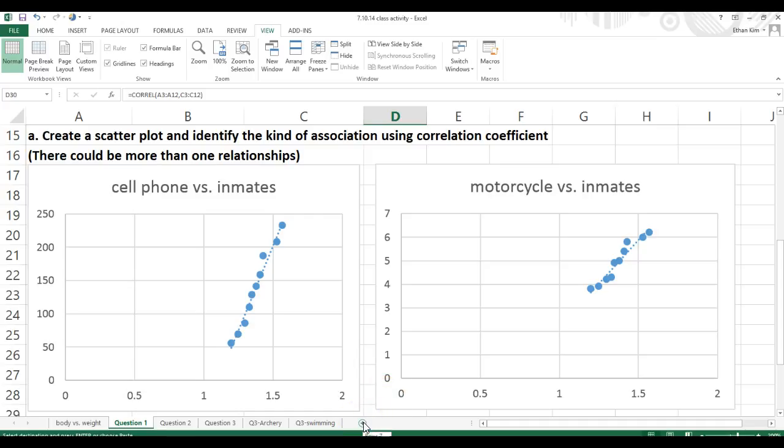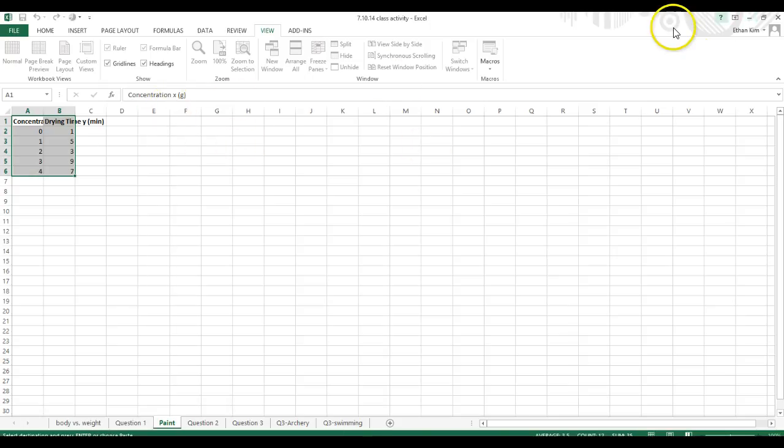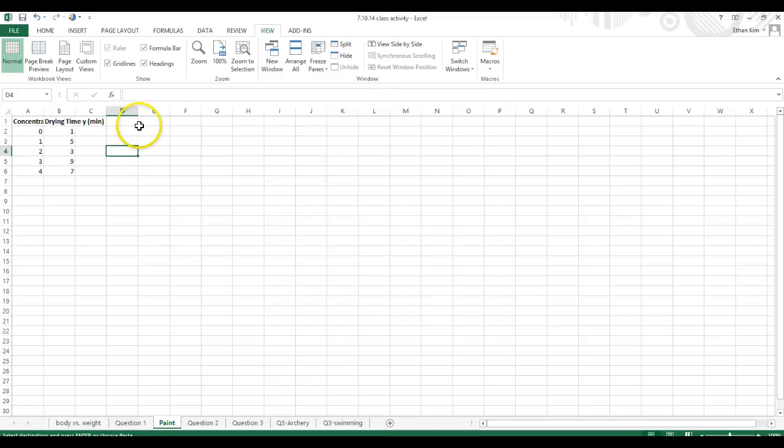I'm going to make another tab for this. I'm just going to label this paint, and let's work on this. Let's first find the correlation between the two. The computer is being very slow again. So we would do correlation, and then you choose the array, and the next array is this, and we see 0.8. This is a pretty high number, pretty close to 1. So it is safe to use linear regression.